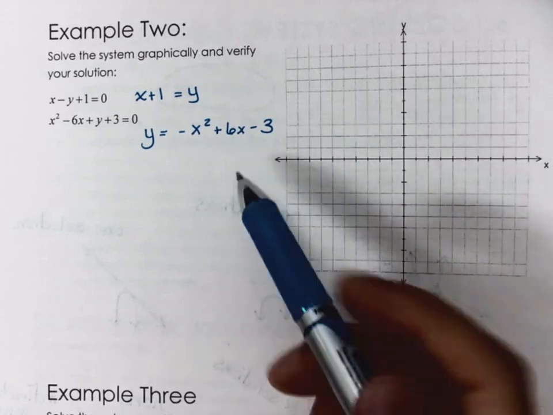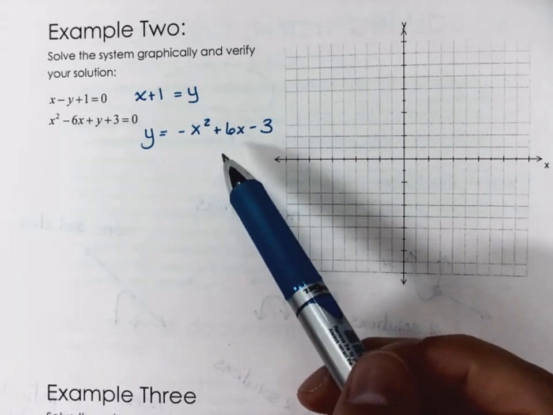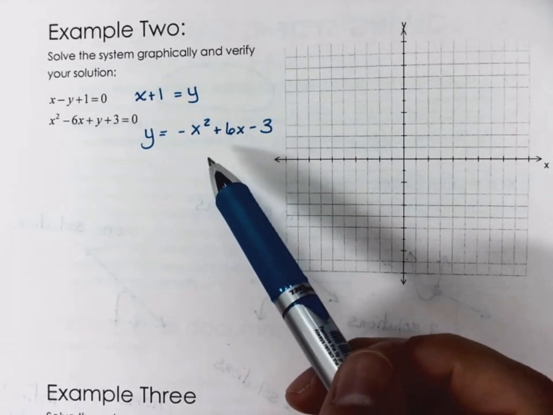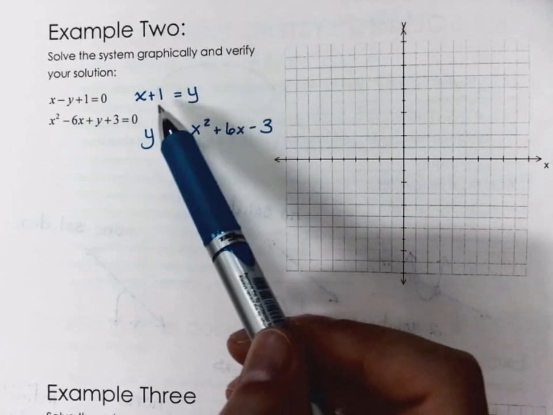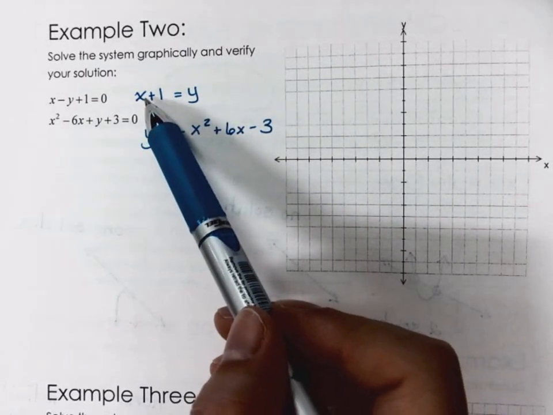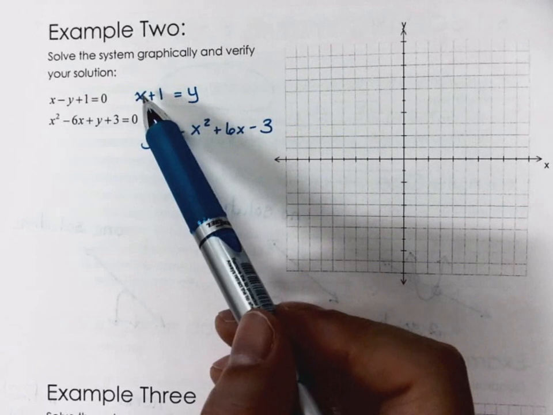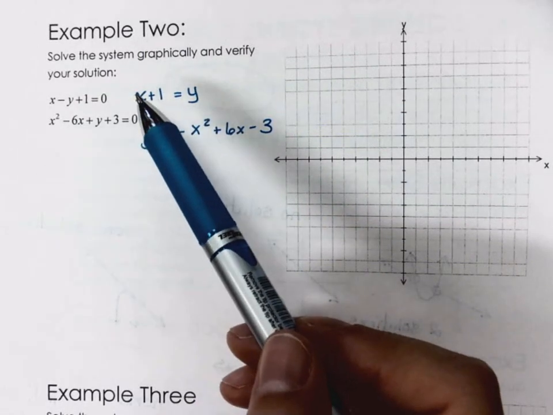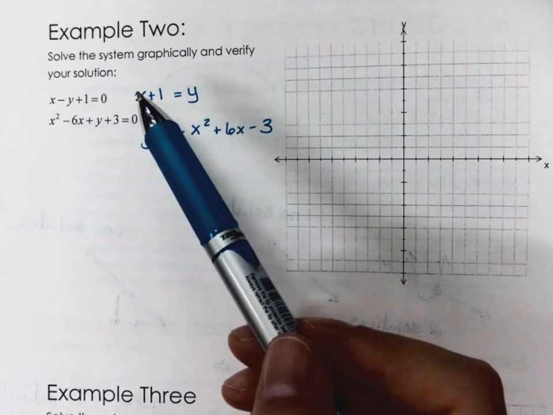So what do I know about this parabola right away if my x squared is negative? Opens down. So this has a positive slope. So which way is my line going? Is it going up to the right or down to the right? Up to the right.